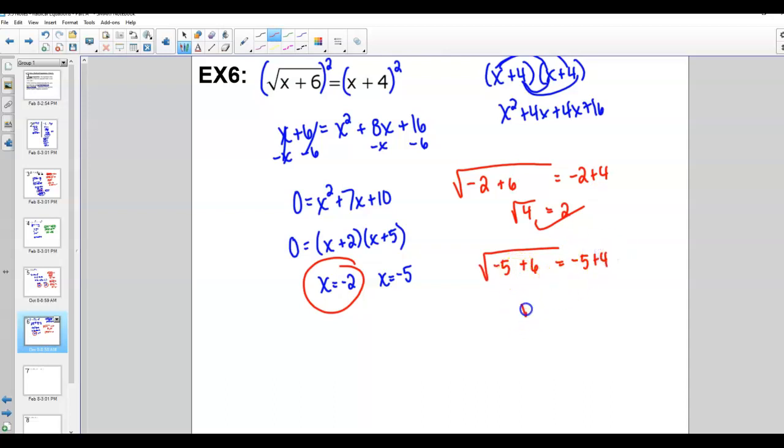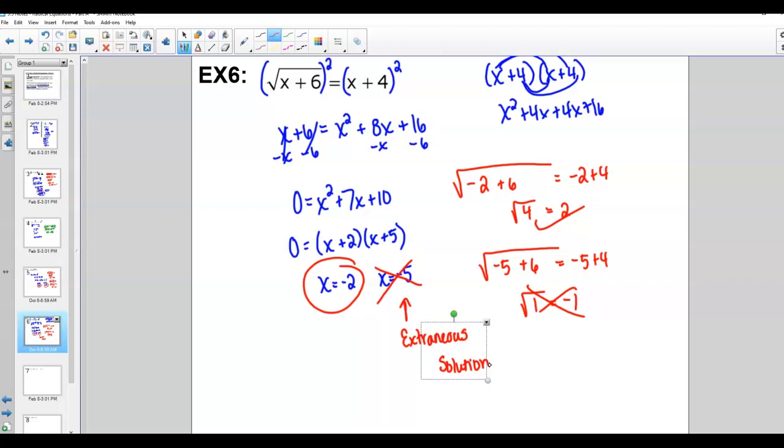And here I will get the square root of 1 equals negative 1. Now this is not true. So what we have here is not a solution. This is what we call an extraneous solution. We did not do anything wrong. We did everything right, but that answer just does not work whenever we plug it back in.